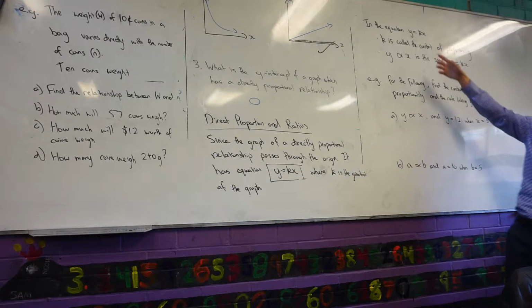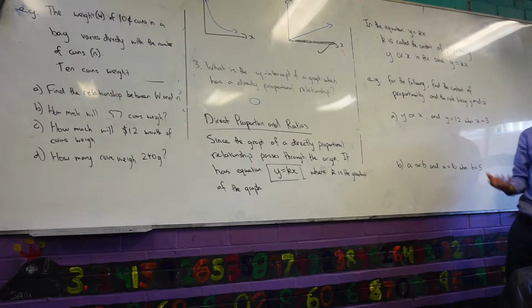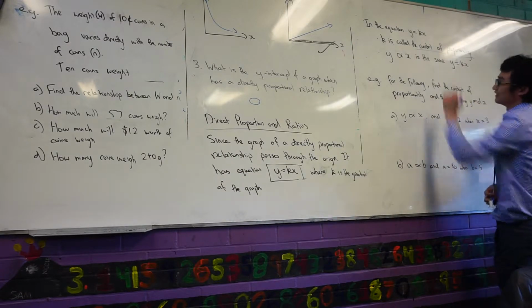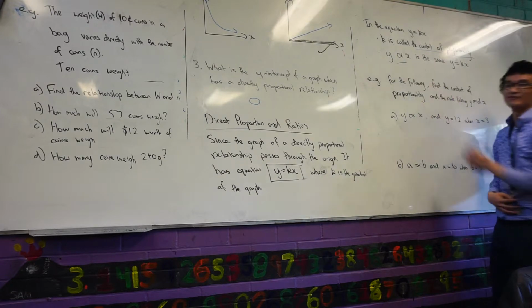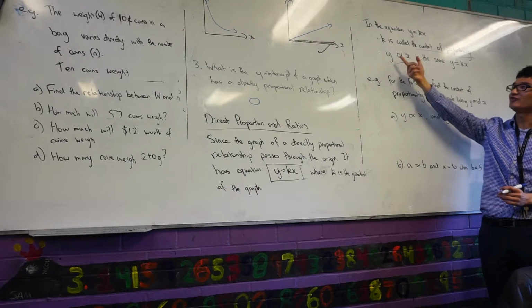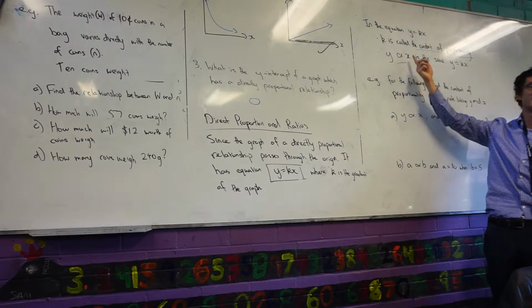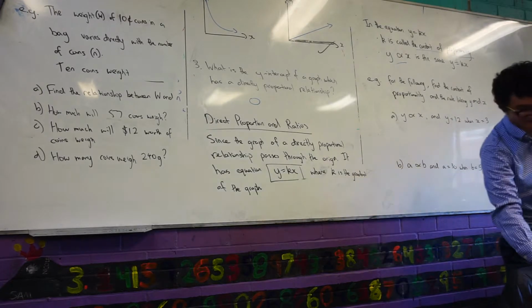Before I do that, I just need to introduce some notation. K we call the constant of proportionality. It's just a word that they give it. And this symbol here, it's not the same fish symbol that you saw before. This is saying that if you have y is proportional to x, it's the same as y equals kx.